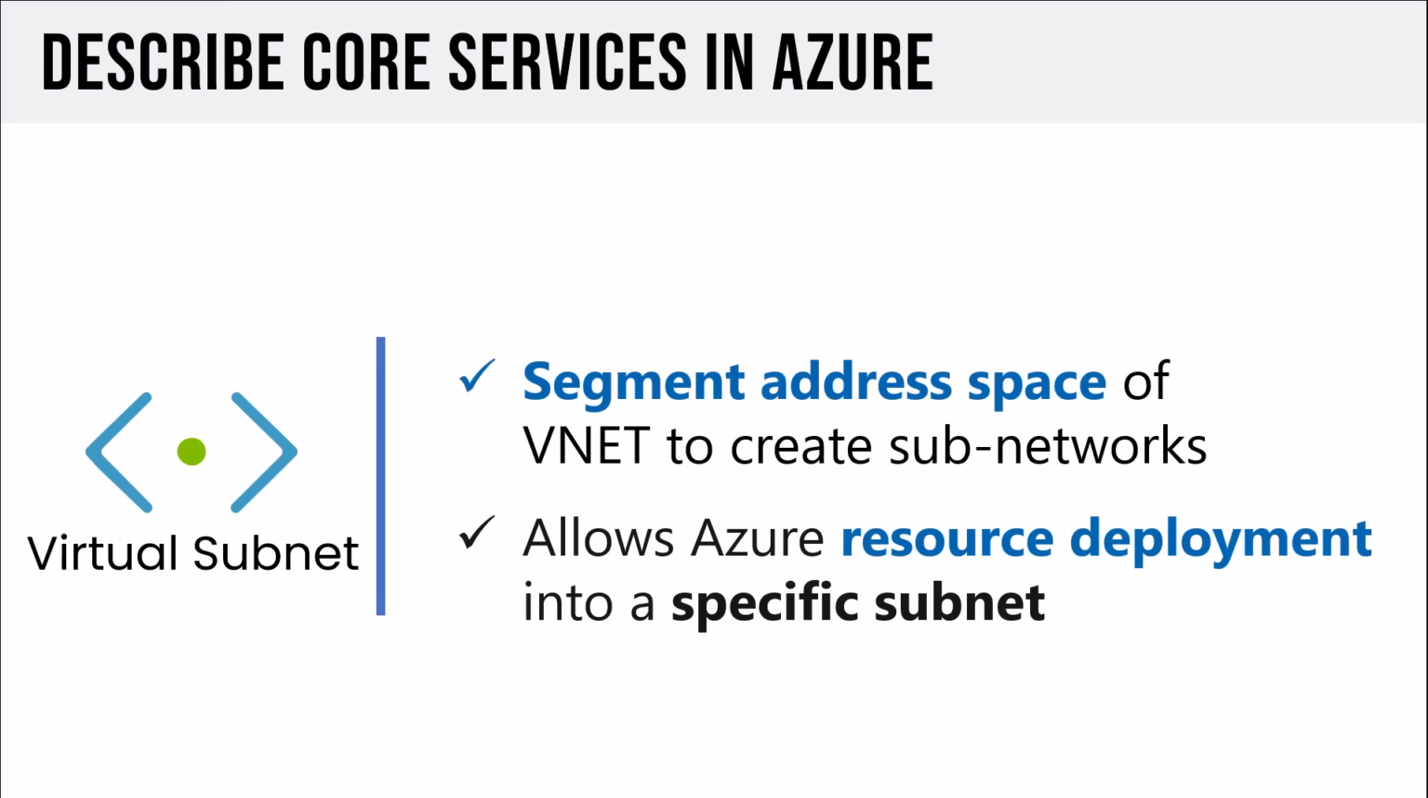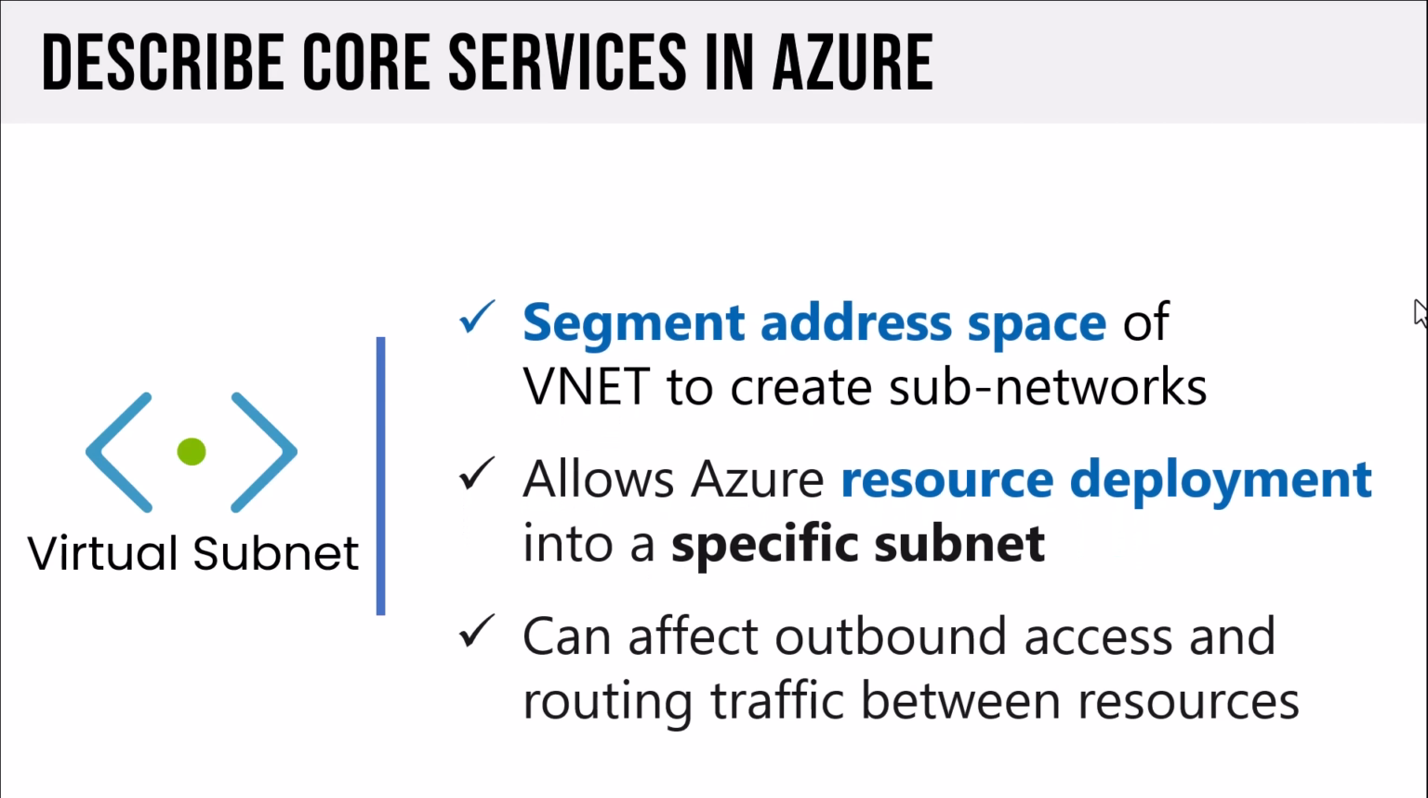Because, for example, if you have all of your database instances in a subnet, they're generally going to have similar port requirements if you have many of the same resource types, such as several database instances of the same platform, like Microsoft SQL, maybe it's MySQL, maybe it's Postgres. You're going to have fewer rules on your network security group in that case. Now, this can affect outbound access and routing traffic between resources.